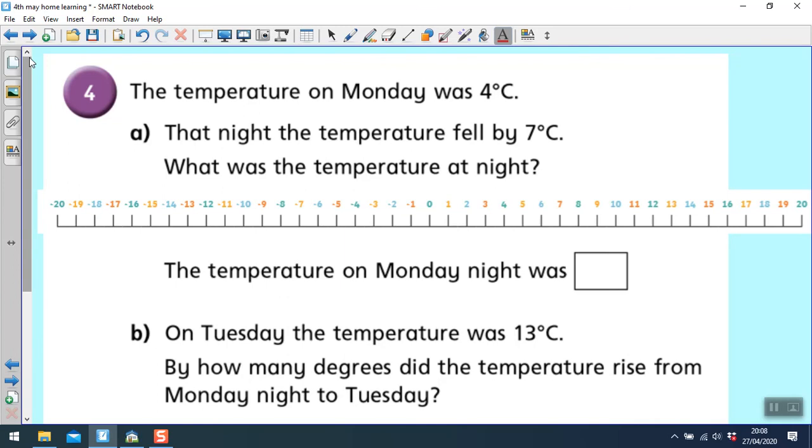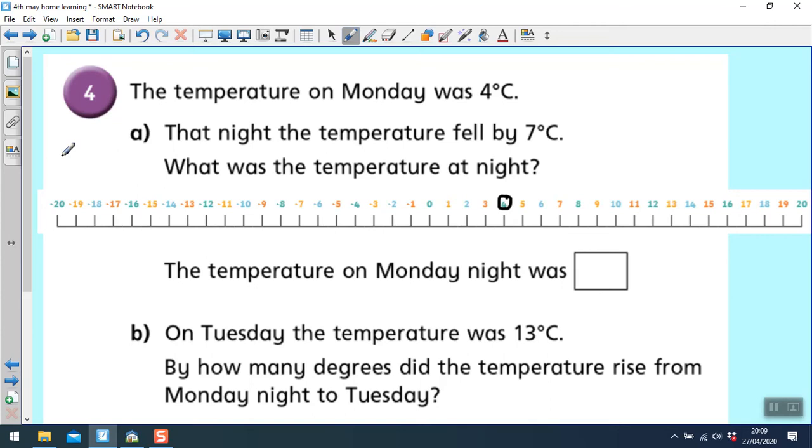The temperature on Monday was 4 degrees Celsius. That night the temperature fell by 7 degrees. What was the temperature at night? Think about what fell means. Do you add it on or do you take it away?